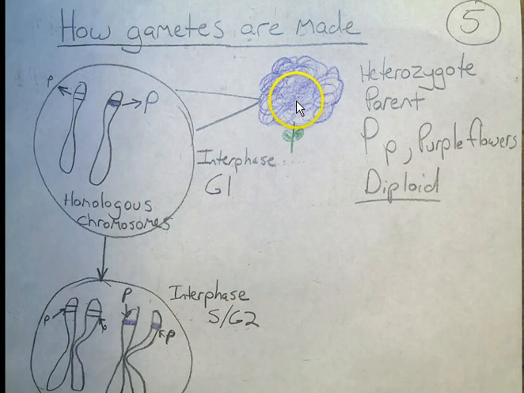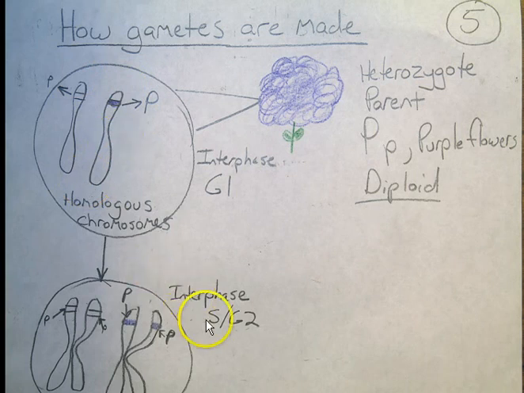Now, when plants make their gametes, they do it within the flower, if it's a flowering plant. For us humans and most animals, we have ovaries and testes in order to make our gametes. Before meiosis, we have to make a copy of the chromosomes. So during interphase, each chromosome consists of one strand of the chromosome.